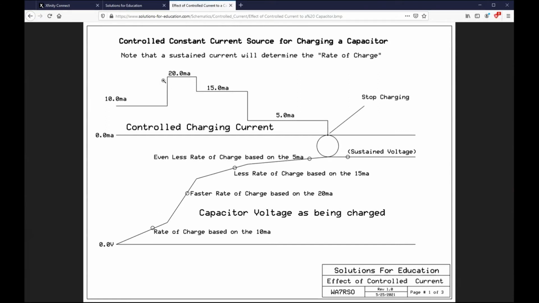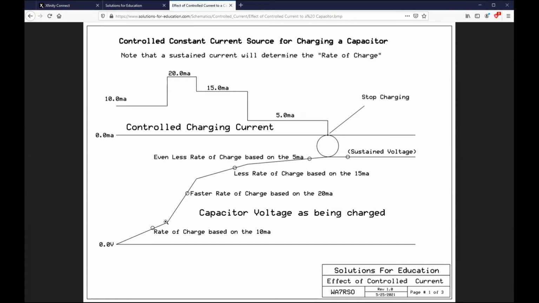Notice now, if we suddenly jump it up to 20 milliamps, it's still going to be constant, but it is a controlled constant. So now it's up to 20 milliamps. We hold 20 milliamps for a definite period of time, unchanged. It will not waver from that. What it will do is now the capacitor will start charging at a faster rate. Notice the slope is a higher slope. And that's because it is 20 milliamps, twice as much as this 10 milliamps.